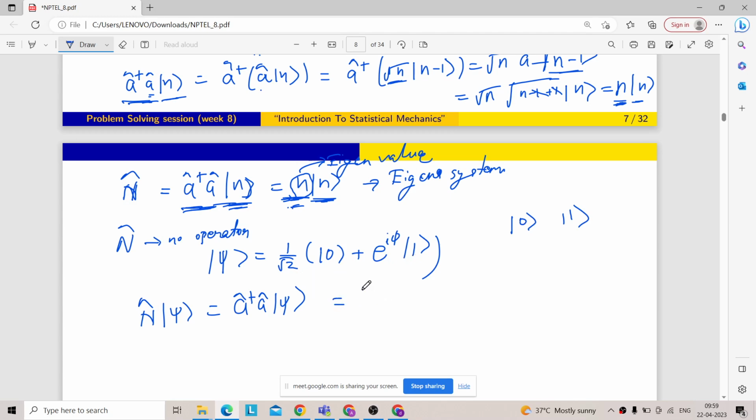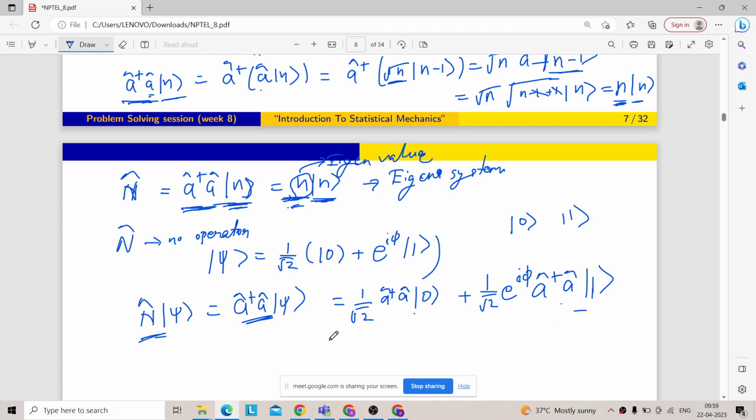So for the first term it will be 1 over root 2, this a dagger A acting on |0>, then plus 1 over root 2 e to the i phi, it's a number so I can take it out. This will be a dagger A acting on |1>. So we saw that this a dagger A acts like a number operator, so its eigenvalue will spit out the number of particles in the system.